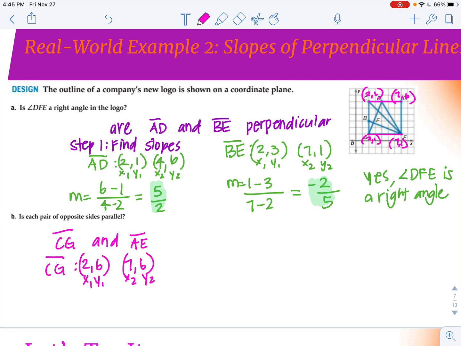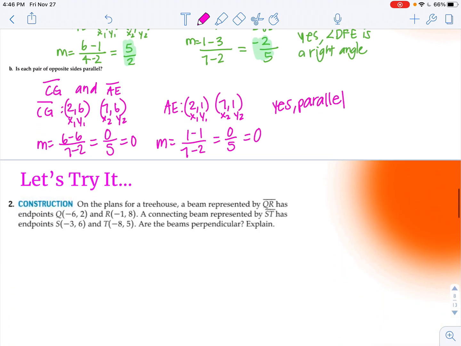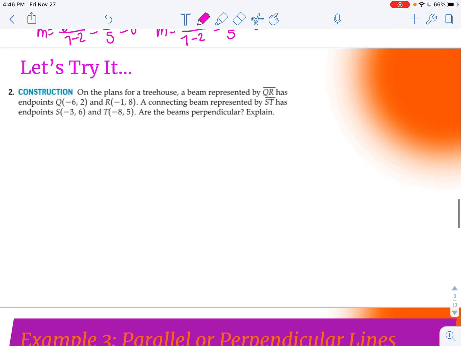X1, Y1, X2, Y2. 6 minus 6 over 7 minus 2 will equal 0 over 5, which equals 0. AE is 2, comma 1, and 7, comma 1. X1, Y1, X2, Y2. 1 minus 1 over 7 minus 2 equals 0 over 5, which is 0. So they have the same slope, therefore they are parallel. Yes, parallel. So now I'd like you to try number 2 on your own.